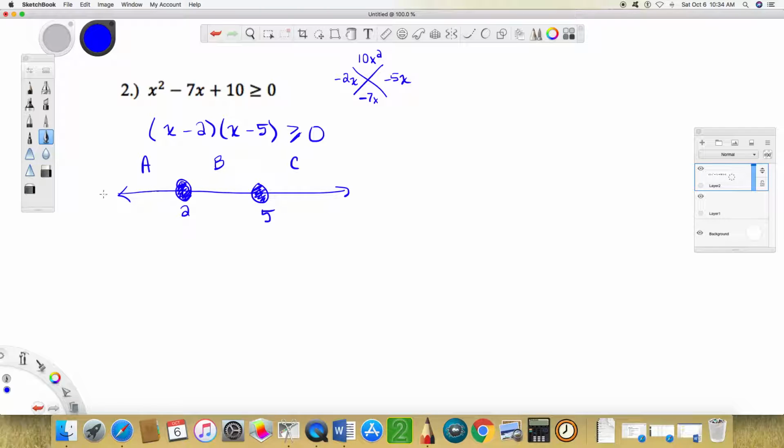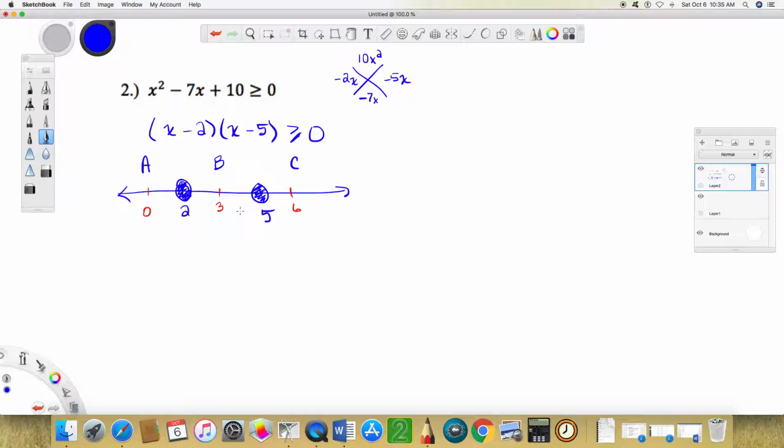And now we want to pick a test point from each region. Some number that's less than 2, I would pick 0. Some number that's between 2 and 5, I would just arbitrarily pick 3. And some number that's greater than 5, I would pick 6.